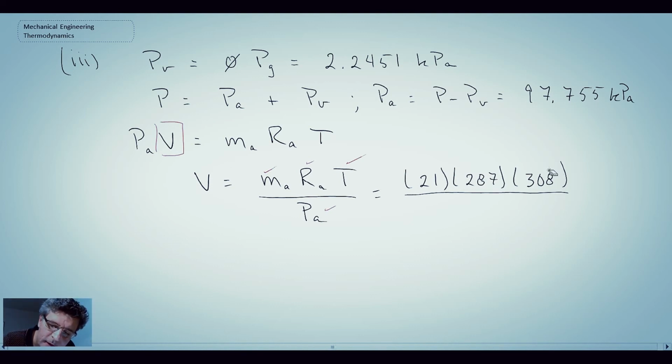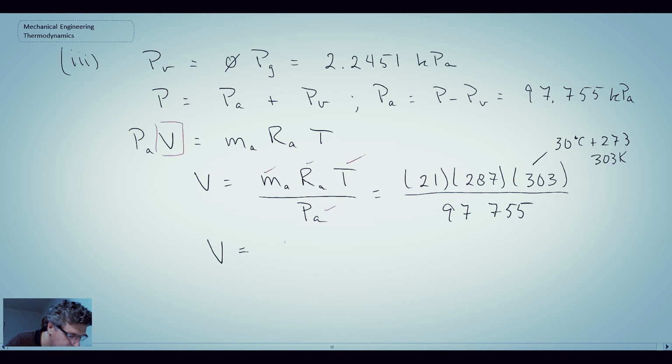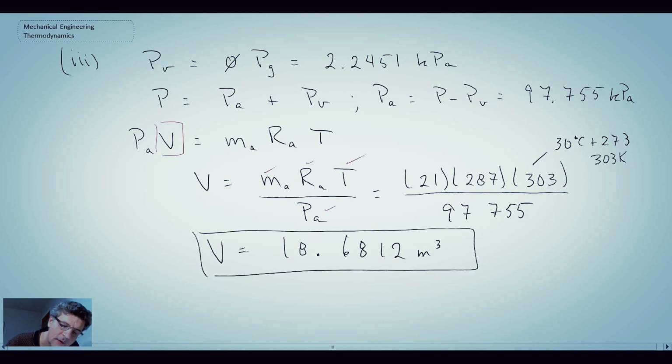I apologize, there's an error here. That should be 303 because our temperature is 30 degrees C plus 273, which is 303. So 303 K is the temperature. And then the pressure, 97.755 kPa, and that results in a volume of this. So that answers parts 1, 2, and 3 of the example problem, and it demonstrates how we can apply these equations to working through a problem.